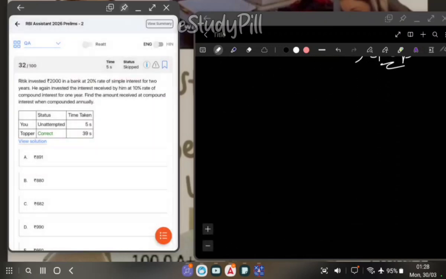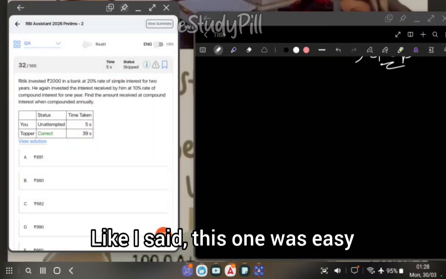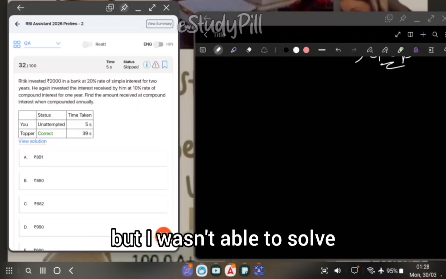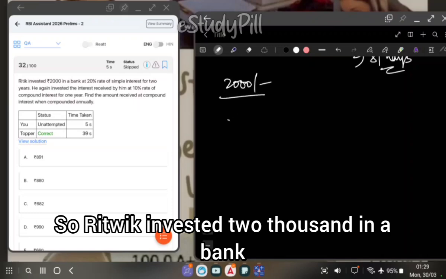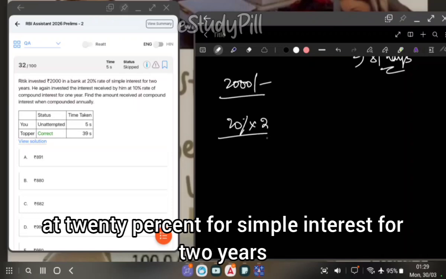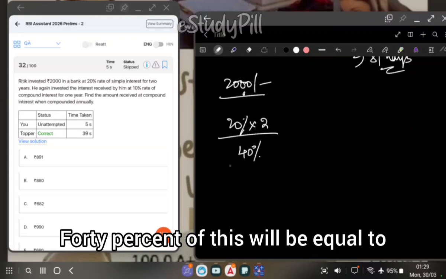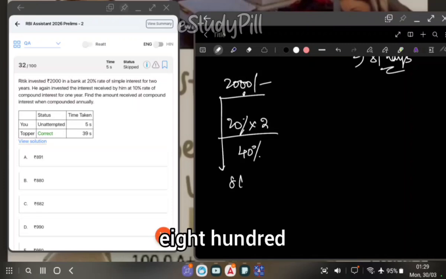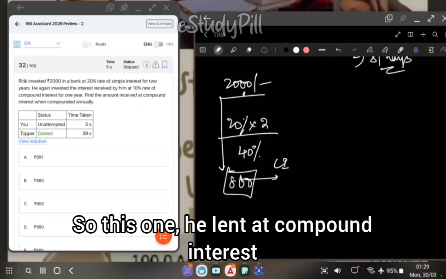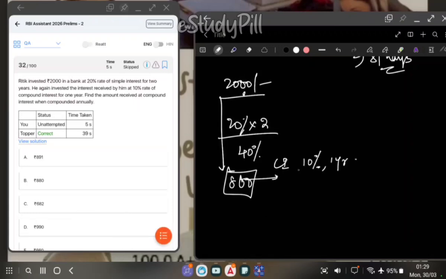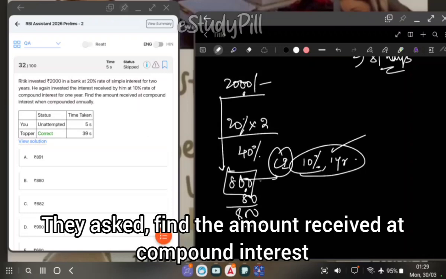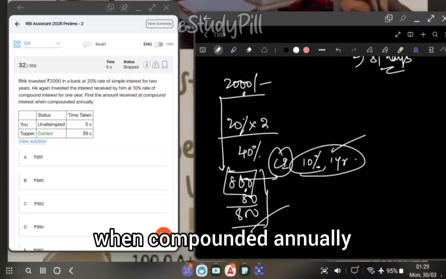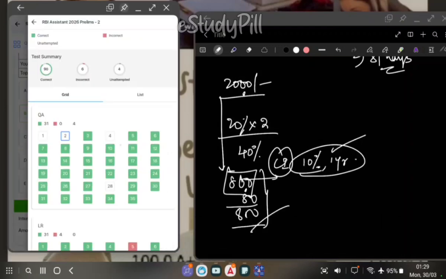And the next question also is very easy. Like I said, this one was easy, but I wasn't able to solve it because I wasted my time on other questions. So Ritvik invested 2,000 in a bank at 20% simple interest for 2 years. That means 40%. 40% of this will be equal to 800. Then he lent at compound interest 10% for 1 year. One year doesn't matter in compound interest, it's equal to simple interest. So that will be 80. They asked to find the amount received at compound interest when compounded annually. That's 880. Okay, next.